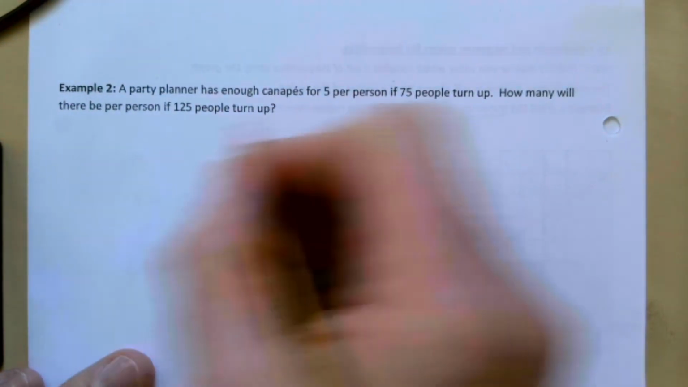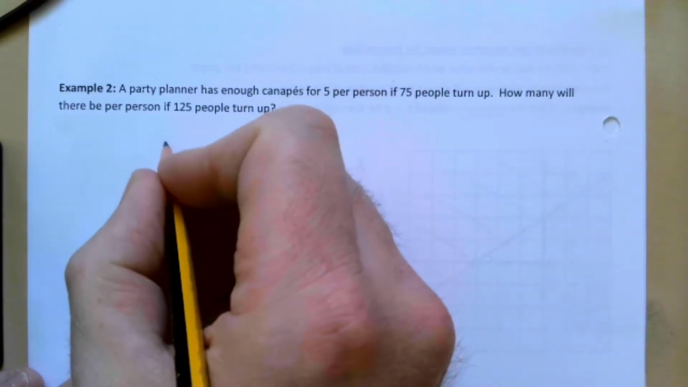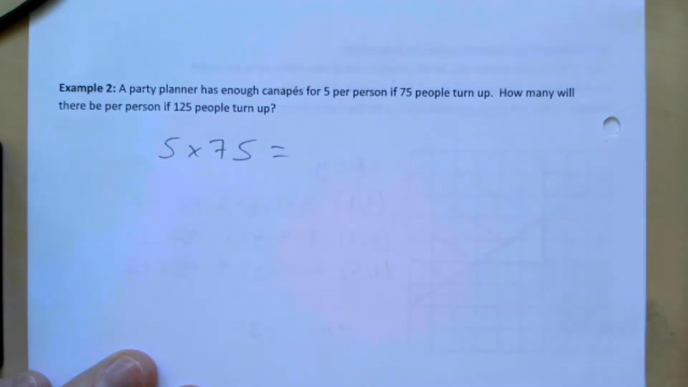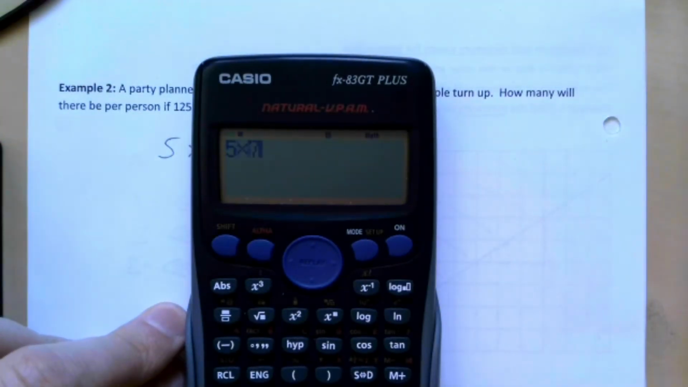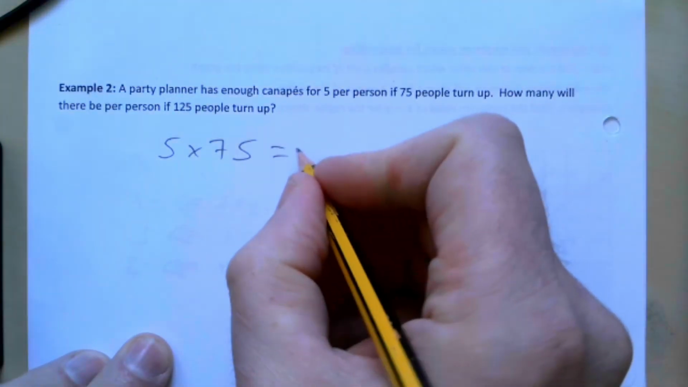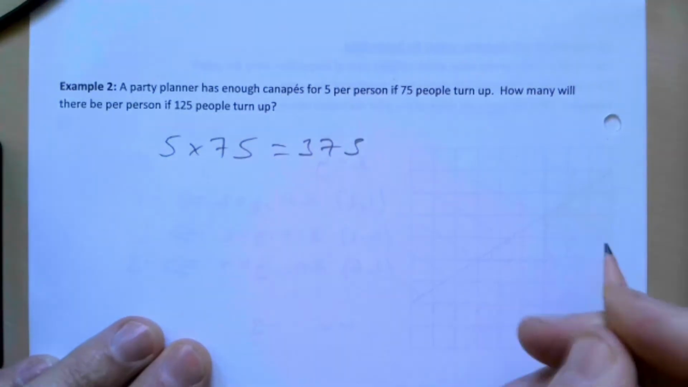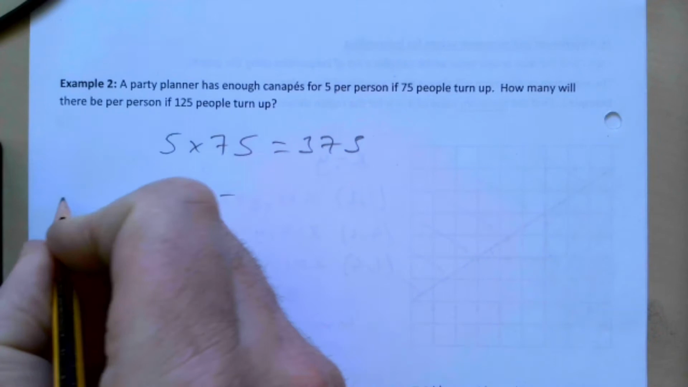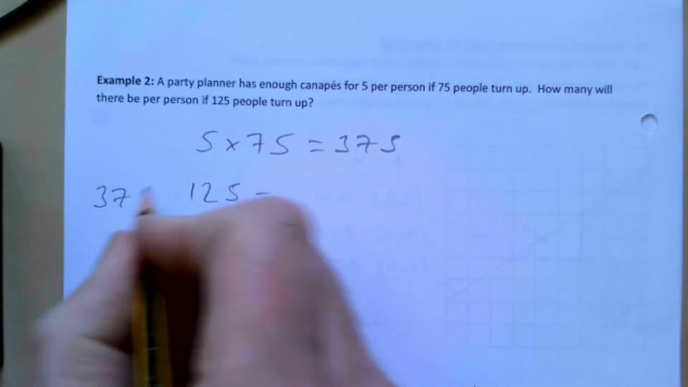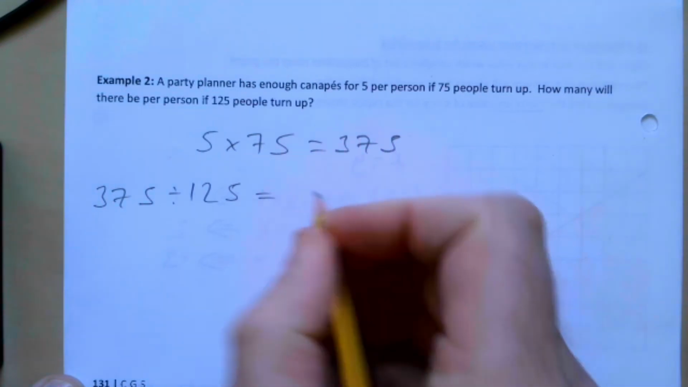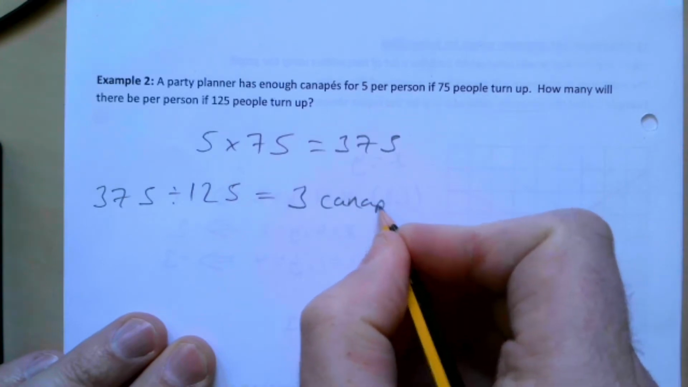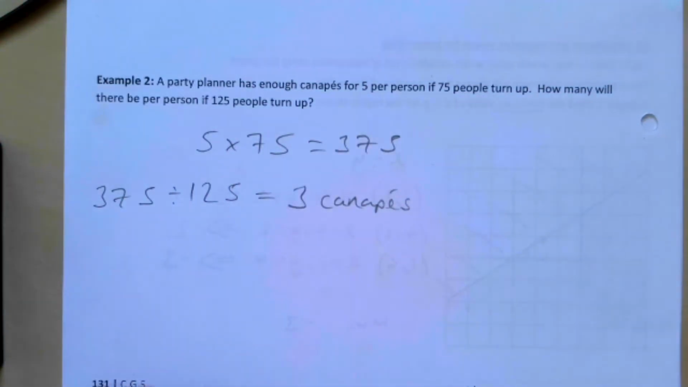So the way I'm going to do this one is simply work out how many canopies we have in total. So we have 5 times by 75. Sort of thing I should be able to do in my head, really. 5 times 75 gives me 375. So if there's 125 people, sorry, this is the wrong way around, 375 divided by 125, and that's going to give us 3 canopies.